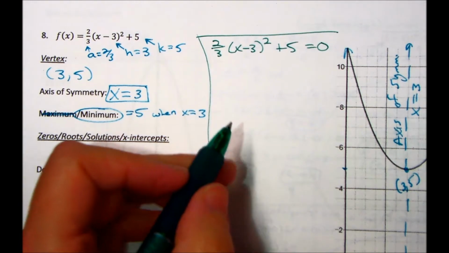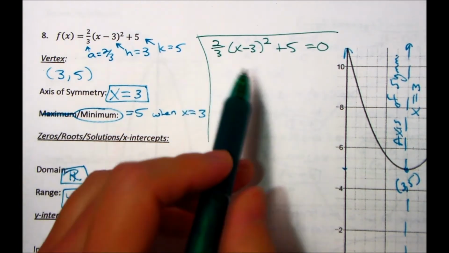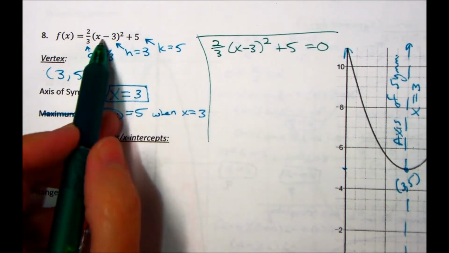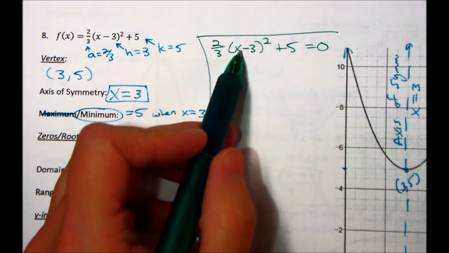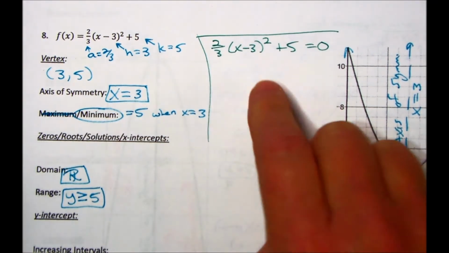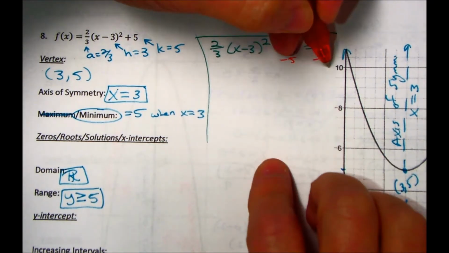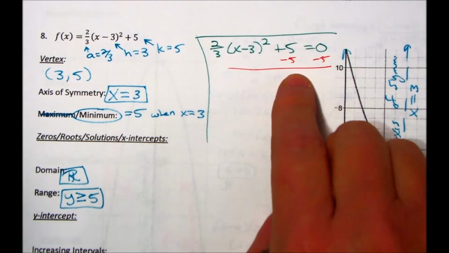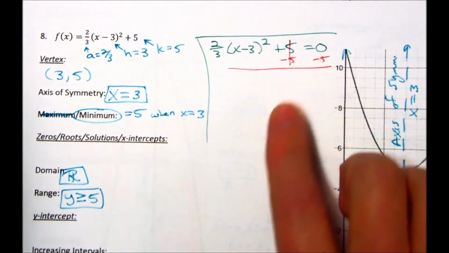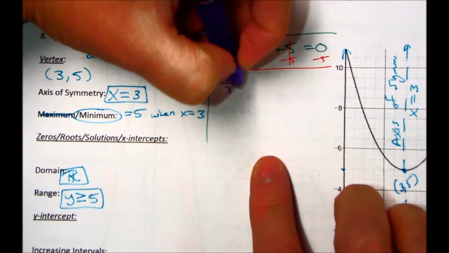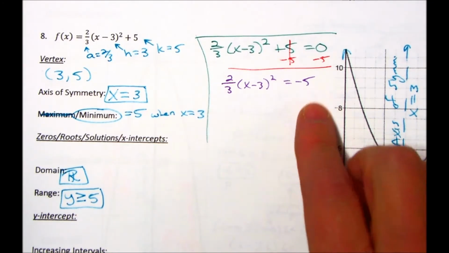So when you're using square root method with the vertex form, it's a good idea when you have vertex form to set the equation equal to 0. We want to isolate this squared part. So step number 1, move the k value over, or eliminate it from the left side and move it over here to the right. So now 2/3 x minus 3 squared equals -5. So that's our new equation.